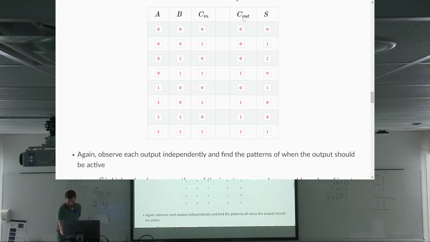And then carry is high if B is high and C is high, or if A is high and C is high, or if A is high and B is high, it looks like. Or A is high and B is high and C is high, I guess, too. That's when the carry out is high. So there's some ANDs and ORs going on.